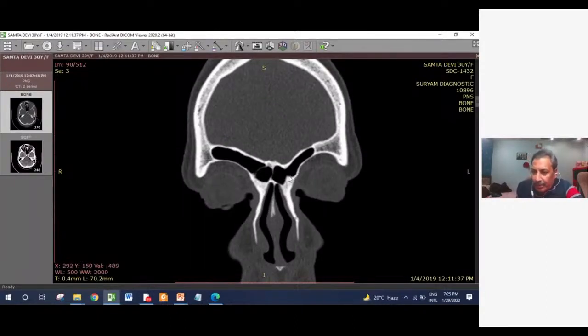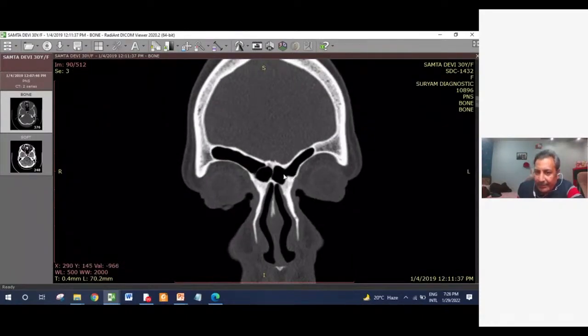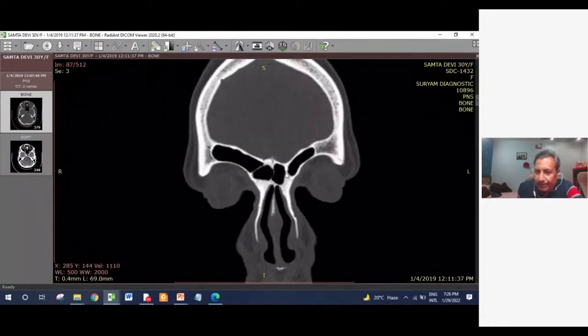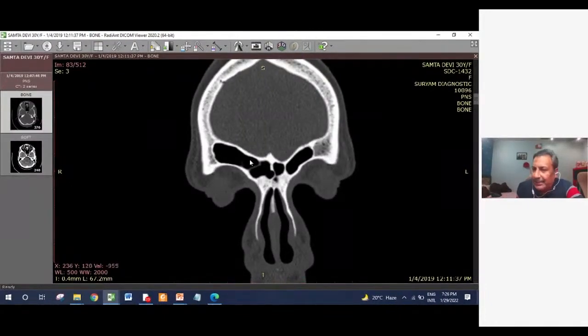How do we get to know? By means of this 0.4 mm. This CT scan is 0.4 mm sections, and every time I am moving with a 0.4 mm distance. Now see, this is the frontal sinus this side. Before this, see the beak is intact. That means still the frontal sinuses are there.